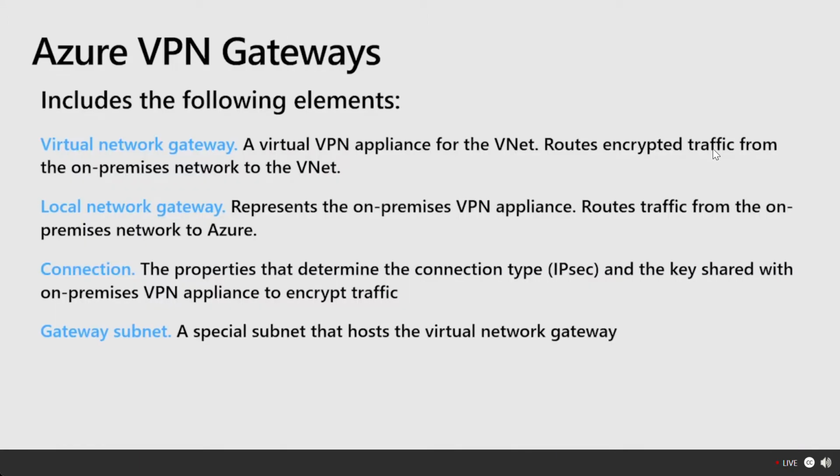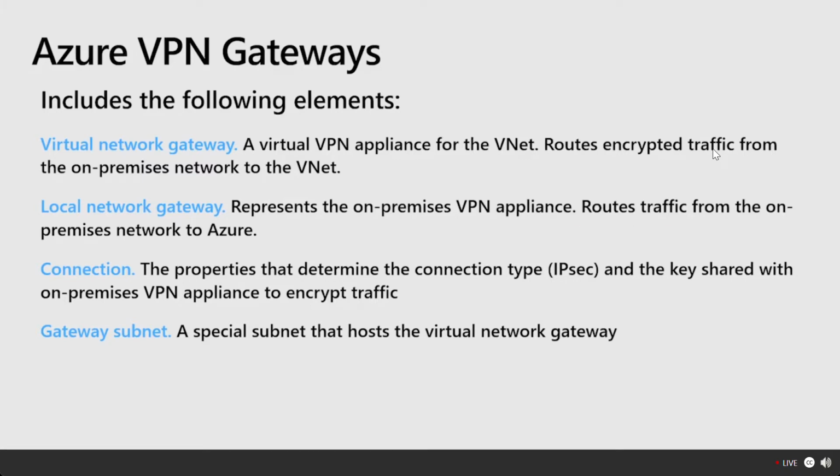So when we're talking about an Azure VPN gateway, it includes the following pieces. We have that virtual network gateway that sits inside Azure, which is a virtual VPN appliance for the virtual network. And this is what routes the encrypted traffic from the on-premises network into the Azure Virtual Network. Then we have the local network gateway. So that's your on-prem VPN appliance from whichever vendor you choose. And that routes the traffic from the on-prem network into Azure.